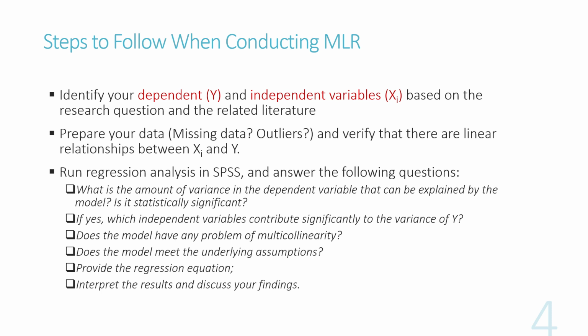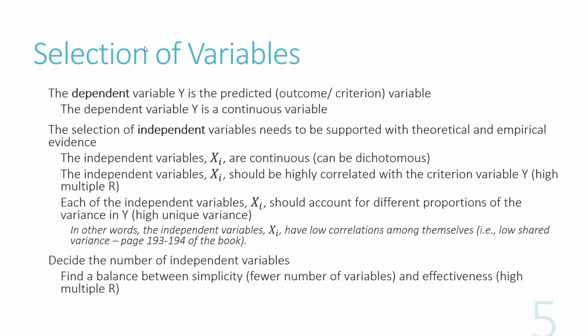If you are conducting a study using multiple regression, the first step is to identify the dependent and independent variables based on your research questions and related literature. The dependent variable should be measured on either a ratio or interval scale, as it represents the outcome variable you're predicting. This is why it's also referred to as the predicted or criterion variable. The selection of independent variables should be supported by either theoretical or empirical evidence.